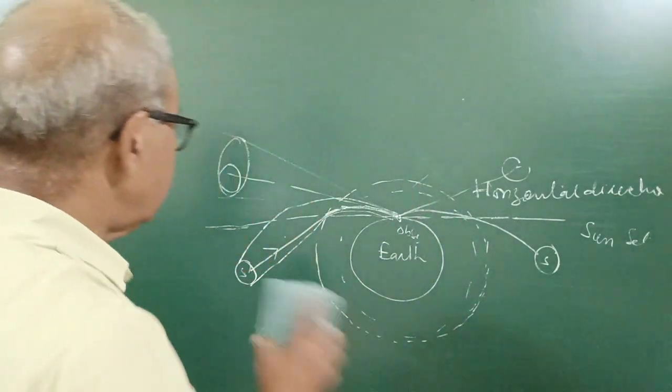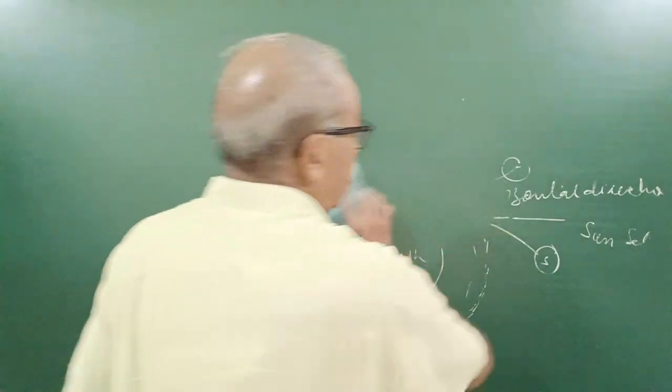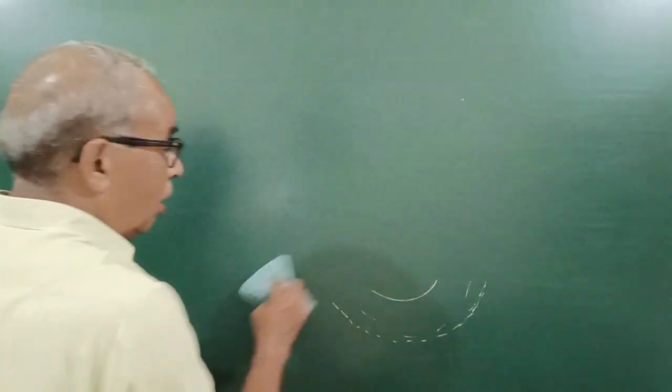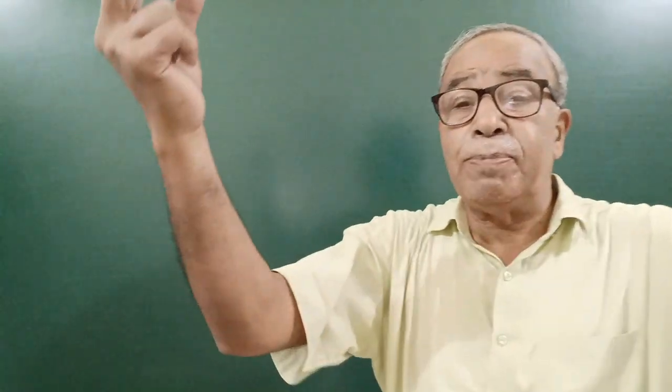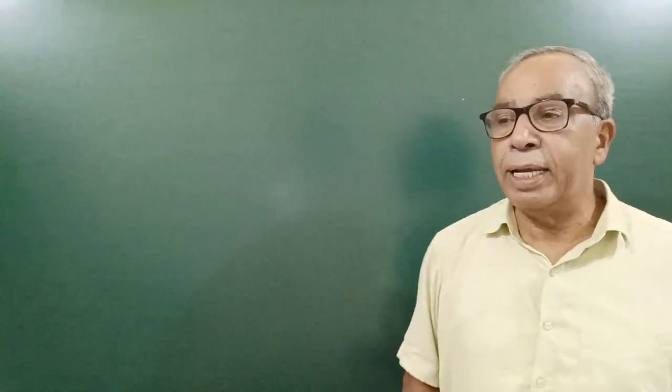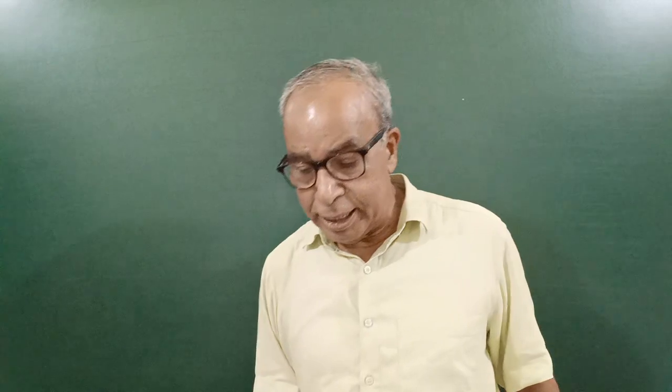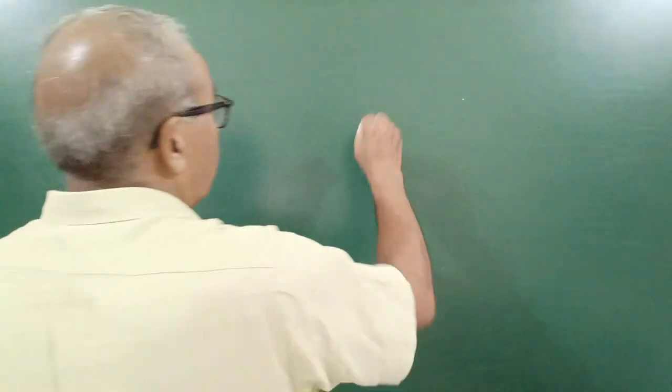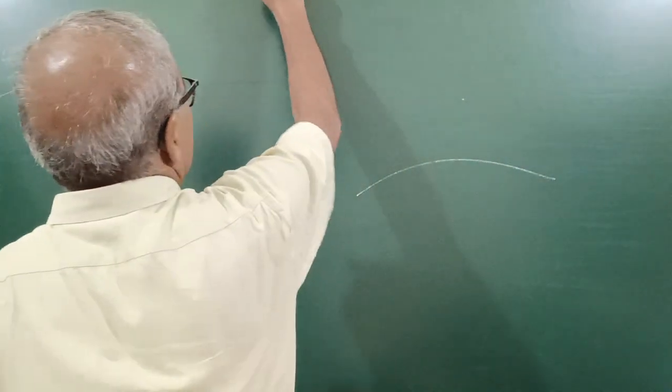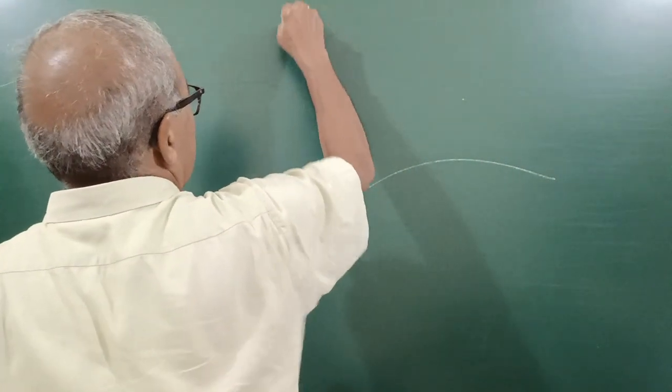Now, the second phenomenon, the twinkling of stars. Actually, stars are bigger than the sun, but they are very far away and hence they appear as a point source of light. The sun appears as a wide source of light, but a star appears as a point source of light. So a narrow beam of light comes from a distant star to the surface. It is a star here.